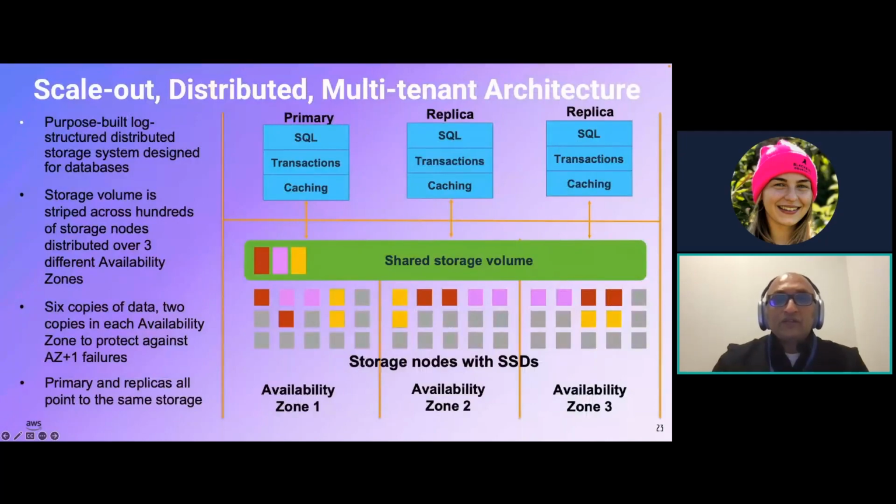So digging into the first point, while we are compatible with MySQL and PostgreSQL, we have made a number of changes under the covers to deliver superior performance and availability. We have separated the compute and storage layers. The compute layer includes the query processing, transaction, and caching layers in a traditional database and is marked in blue here. The storage layer is in green. The storage layer is a purpose-built log-structured distributed storage system. It is multi-tenant and spans hundreds of nodes distributed over 3 availability zones.